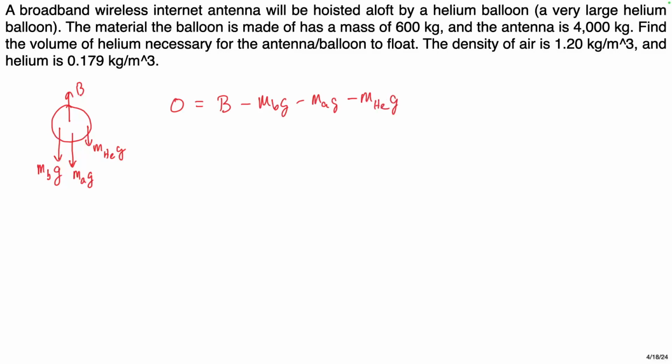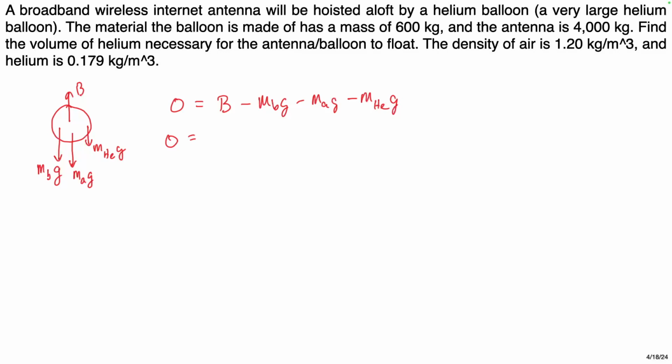Let's see. Do we know the mass of the balloon? Yes. We also know what planet we're on. Do we know the mass of the antenna? Yes. Do we know the mass of the helium? Well, we can look at the periodic table and find atomic masses, but isn't the mass of helium going to depend on how much helium we put in there, right? Okay, we'll get to that in a second.